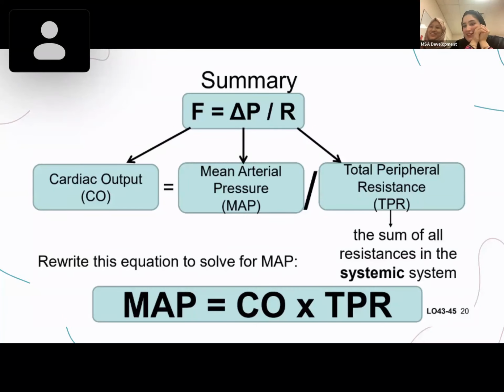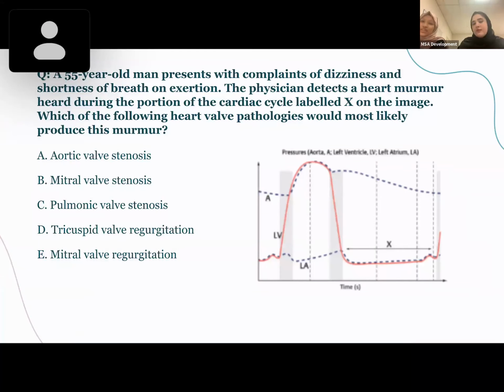So this is the formula: the mean arterial pressure will always equal cardiac output times the total peripheral resistance. Since they're all in the same line, like in math, that means everything is directly proportional. But if something is above the other, then it's inversely proportional. Is it clear? Okay, moving on. Next question.